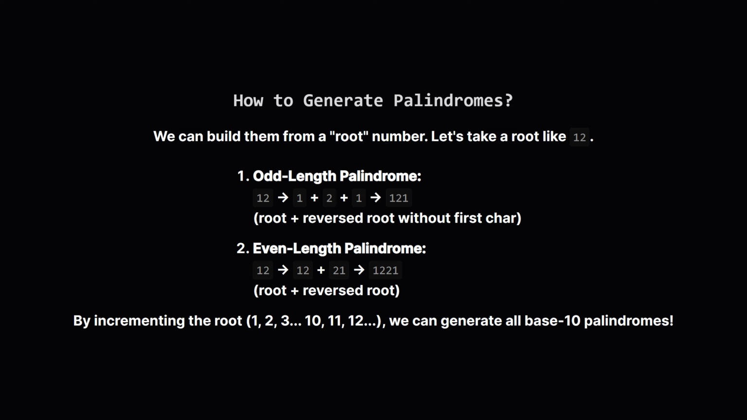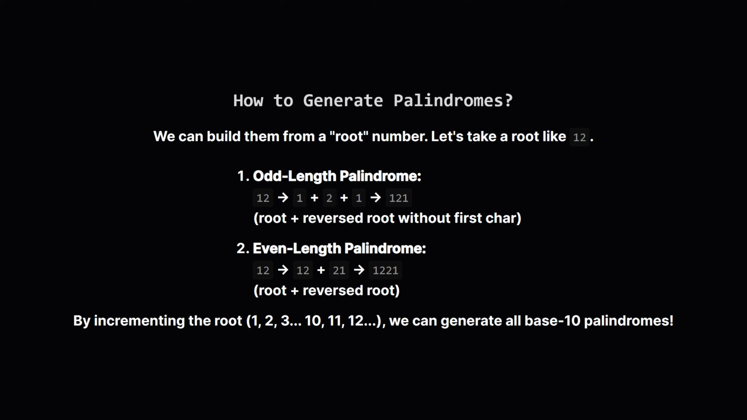Okay, but how do we build this palindrome generating machine? It's actually pretty clever. We can construct any palindrome from a smaller root number. Let's take the number 12 as our root. To make an odd-length palindrome, we take the root, which is 1, 2, and then we append the reverse of the root, except for its last digit.